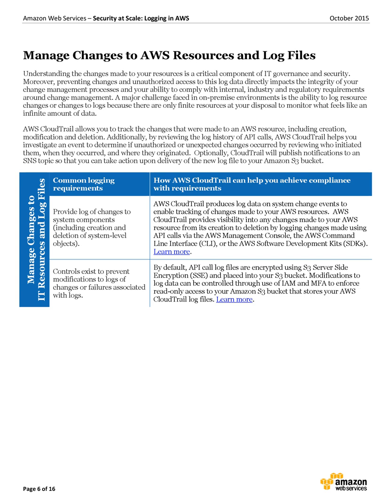AWS CloudTrail allows you to track the changes that were made to an AWS resource, including creation, modification and deletion. Additionally, by reviewing the log history of API calls, AWS CloudTrail helps you investigate an event to determine if unauthorized or unexpected changes occurred by reviewing who initiated them, when they occurred, and where they originated. Optionally, CloudTrail will publish notifications to an SNS topic so that you can take action upon delivery of the new log file to your Amazon S3 bucket.